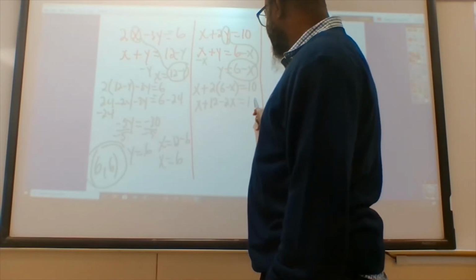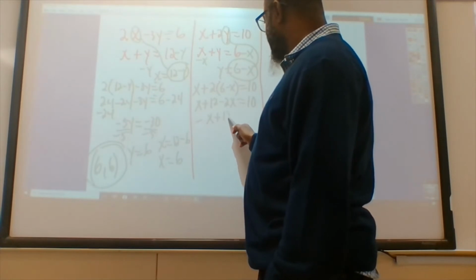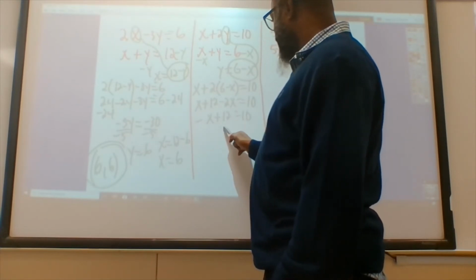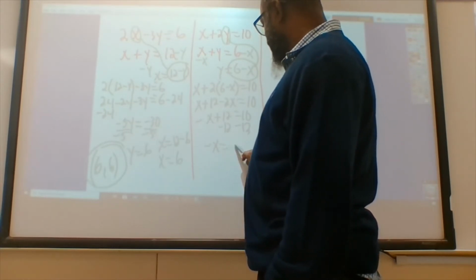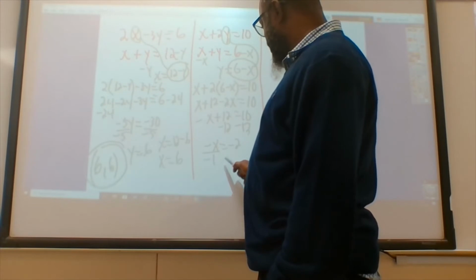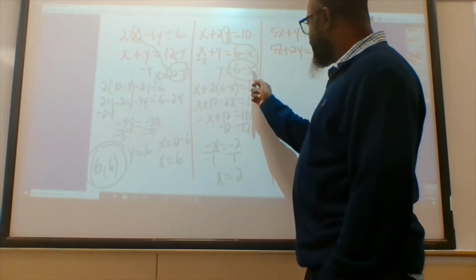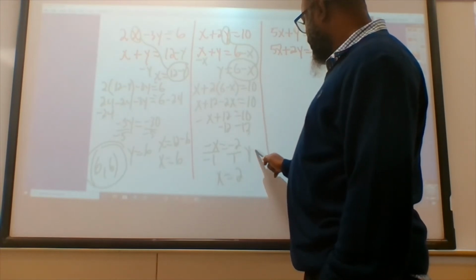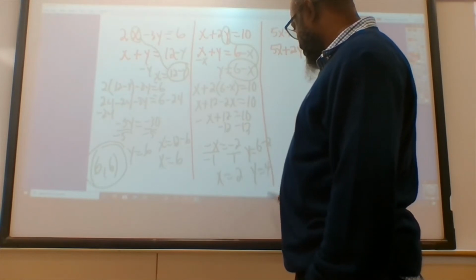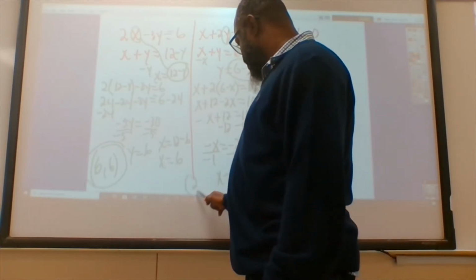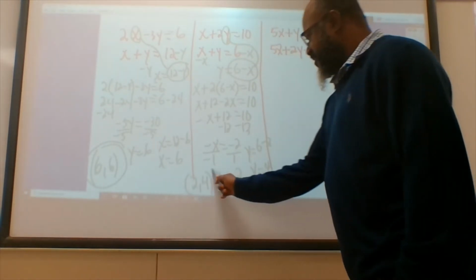Combine like terms, you will have negative x plus 12 is equal to 10. Subtract 12. Then you will have negative x is equal to negative 2, divided by the invisible negative 1. In this case, x is 2. Then I can come here, say y is equal to 6 minus 2. In this case, y is 4. My solution will be (2, 4). Then you're done. This is the solution of the system.